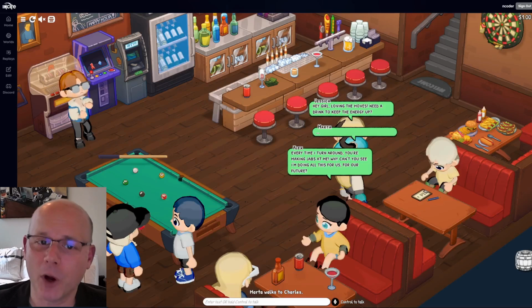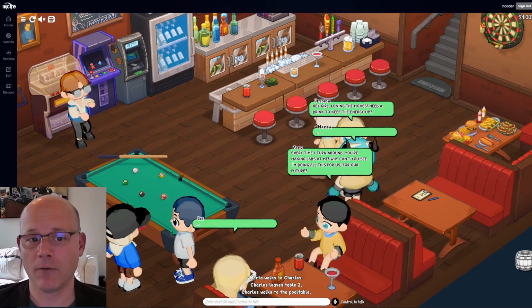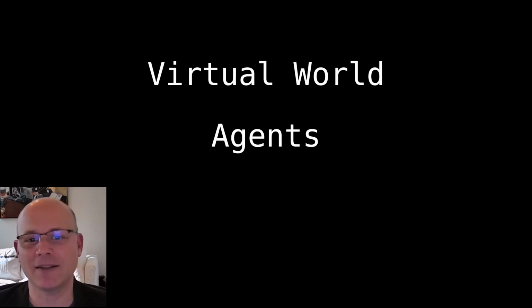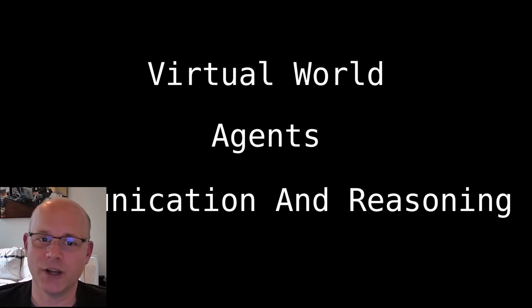There are three main parts that make this work. First, a virtual world with interactable items. Not just for the player, but for the agents as well. Second, agents with the ability to make decisions based on their motivations. Third, agents with communication and reasoning skills to interface with the player.